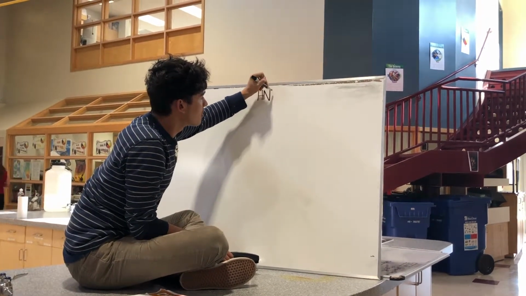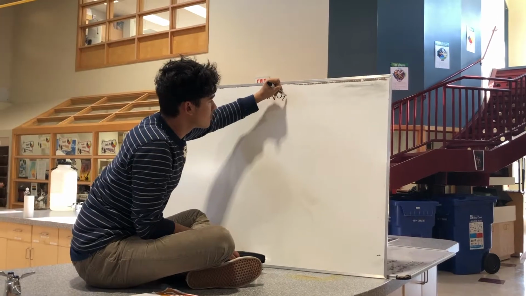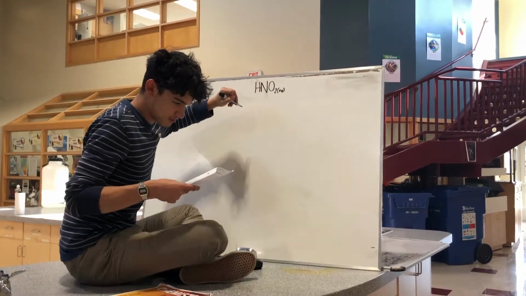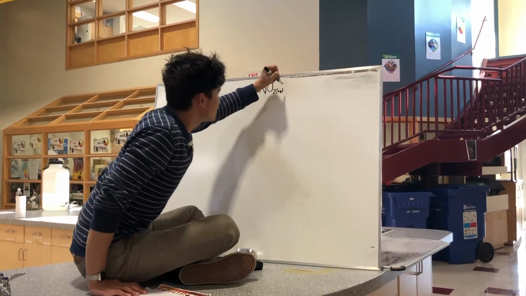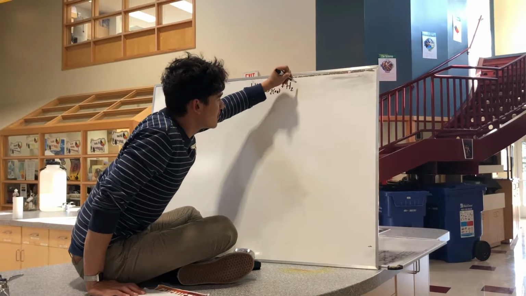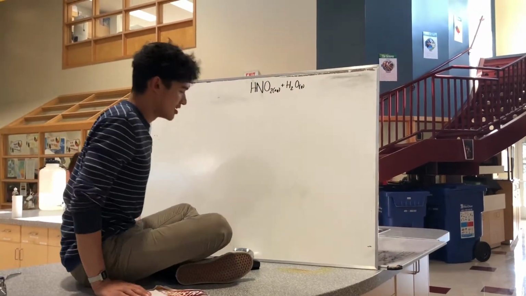So we're trying to find the hydronium ion concentration and the pH of nitrous acid. Is that how you say it? Yeah, I think so. That's how you say it. Of a 0.10 mole per liter solution.